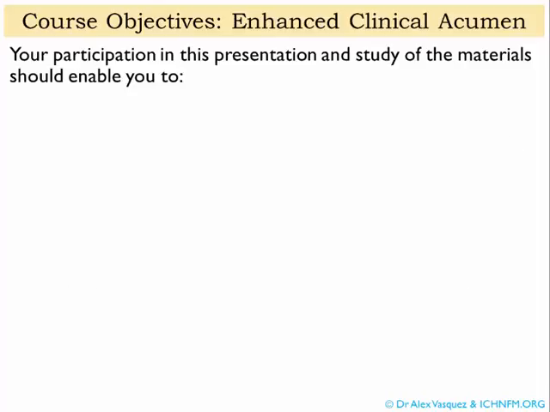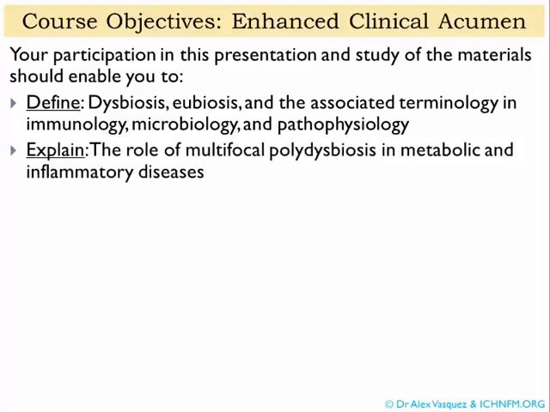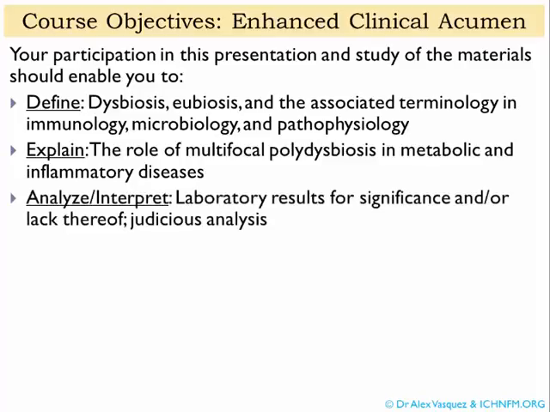Course objectives are going to be described here. Of course, the ultimate goal is enhanced clinical and intellectual acumen. Your participation in this presentation and study of the materials should enable you to define dysbiosis, eubiosis, and the associated terminology in immunology, microbiology, and pathophysiology; explain the role of multifocal polydysbiosis in metabolic and inflammatory disease; and analyze and interpret laboratory results for significance and/or lack thereof.